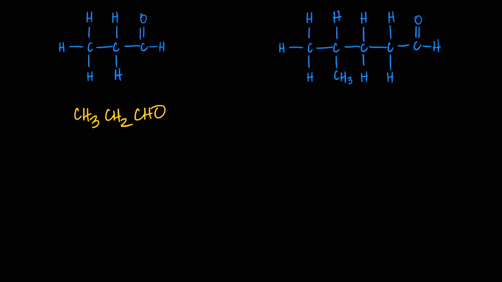Every time you see CHO, it's an aldehyde group, C double bond O and H together. So let's do the structural formulas first for both of them, because that's the new stuff. CH3 on a carbon that has an H and a CH3. So we combine these two: CH3 twice on a C with an H. This CH is this one. Then a CH2, then another CH2, and the last one is CHO.